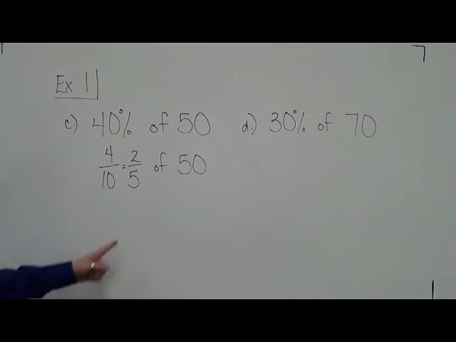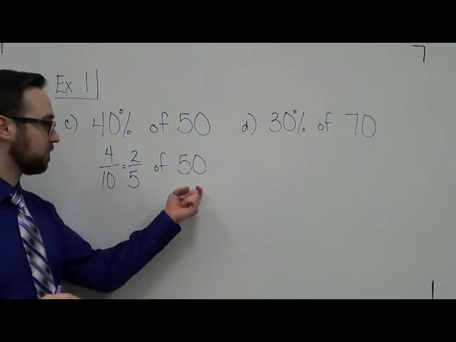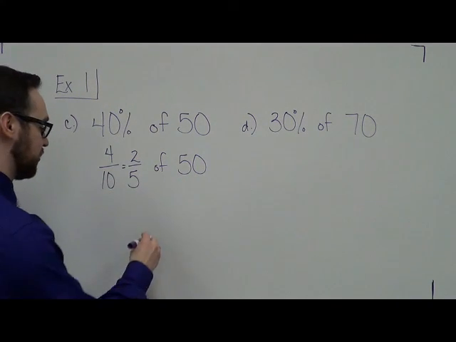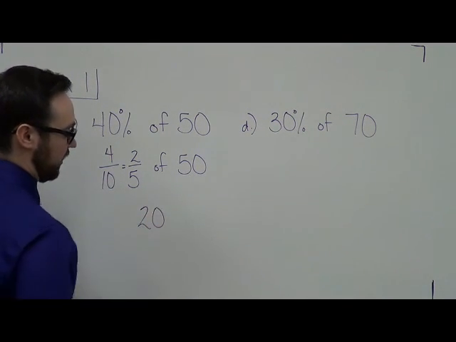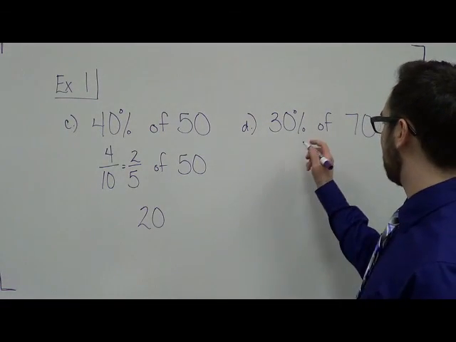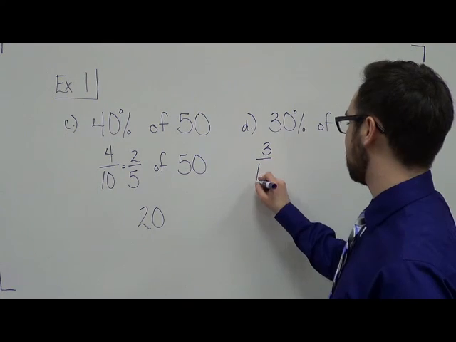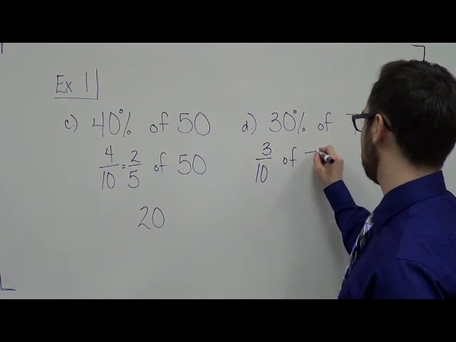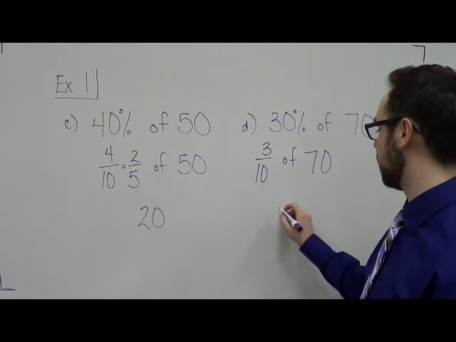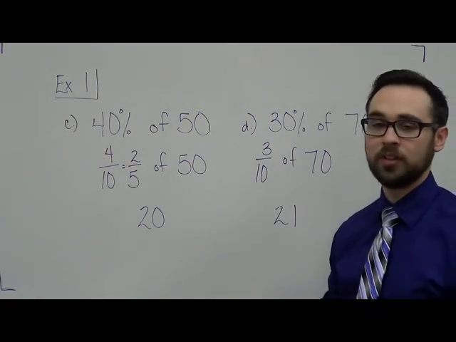So 40% is 2/5 of 50. So we take 50 divided by 5 and we get 10, times 2 gives us 20. Over here we have 30% of 70, which is going to be 3/10 of 70. So 70 divided by 10 is 7, times 3 gives us 21.